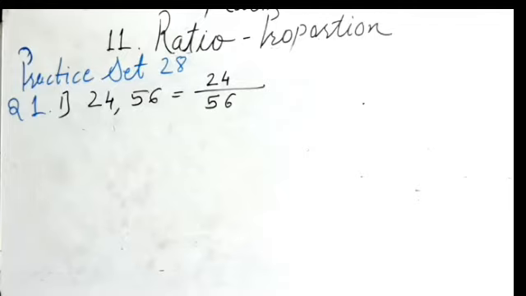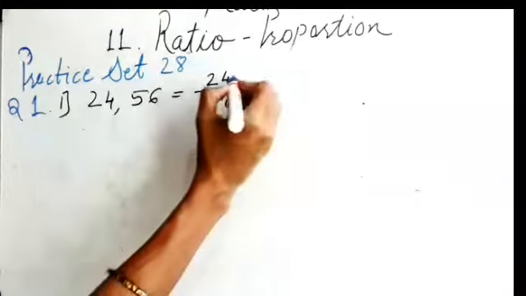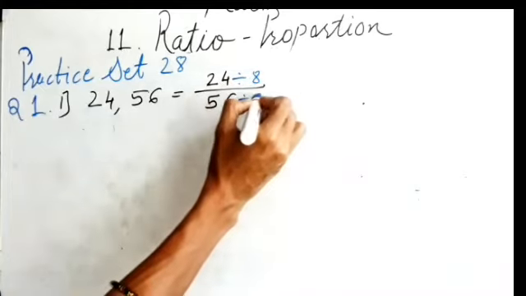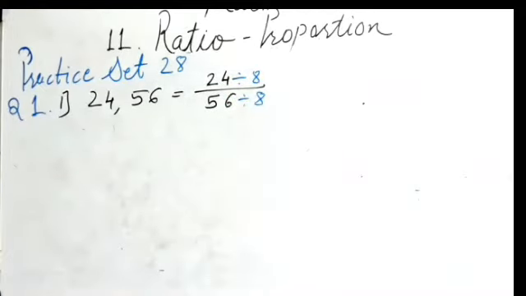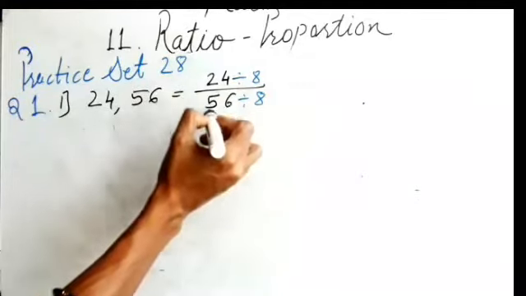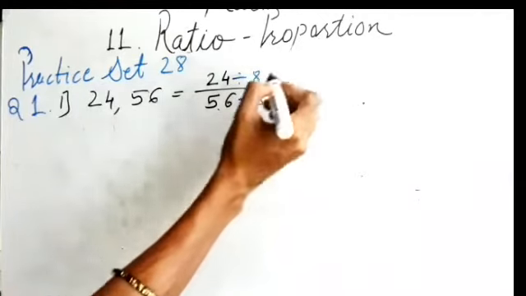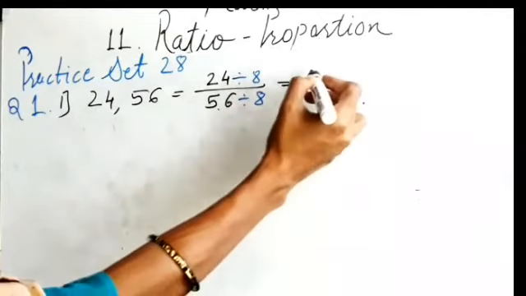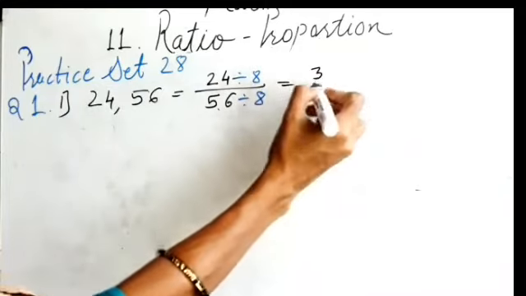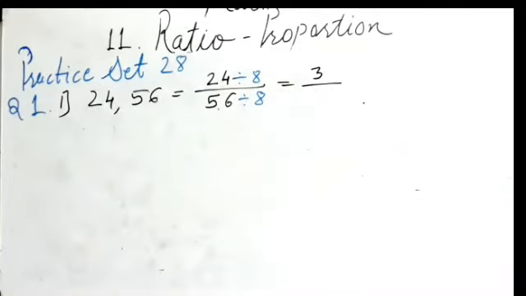Okay, so here I must divide it by 8. See, in the table of 8 you can find 24 also and 56 also. Students, remember both the numbers must be in the same table. Okay, so if I divide 24 by 8, then 8 3s are 24 and 8 7s are 56. So here we get the answer as 3 upon 7.